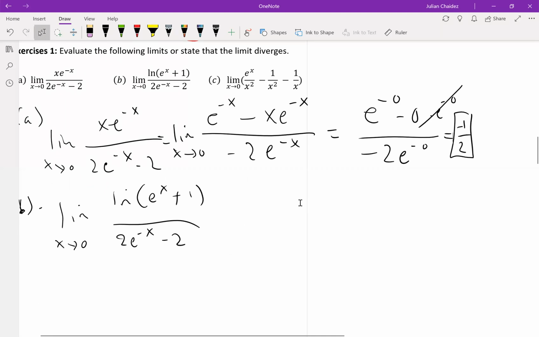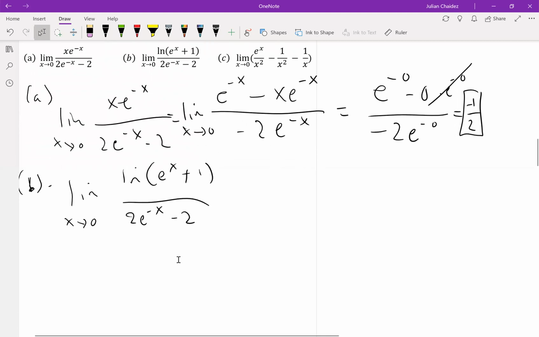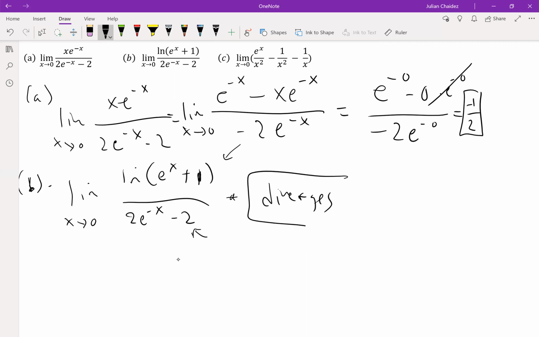All right, so for B, I have the limit as x goes to 0 of ln of e to the x plus 1 divided by 2 e to the negative x minus 2. Just like before, this bottom is going to 0, but now the top has a value at x equals 0. It is ln of 2 at x equals 0, and ln of 2 isn't 0. So this actually diverges, because basically this is some non-zero constant divided by something going to 0. That means the resulting limit is infinity. So this one actually diverges.